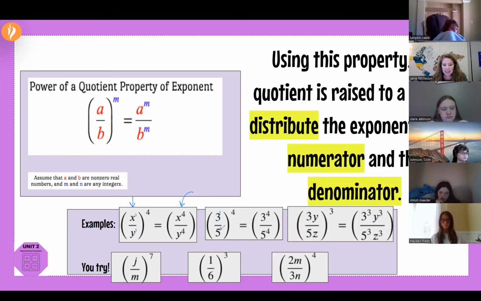Well, each of these digits has a 1 next to it, so we're multiplying those exponents by 4. So the final answer would be 3 to the fourth over 5 to the fourth. Now, if you type this in your calculator, you're going to get some big numbers, because your calculator is going to figure out what 3 to the fourth is, which is 81, and what 5 to the fourth is, which is 625, and it's going to divide those or simplify them.